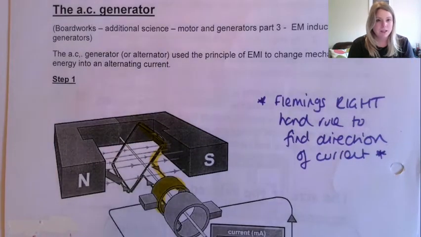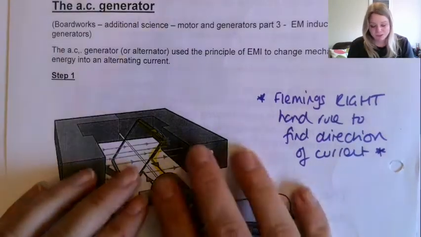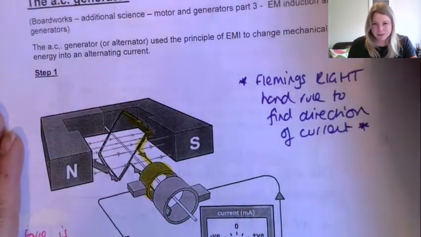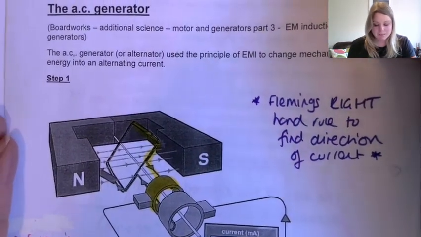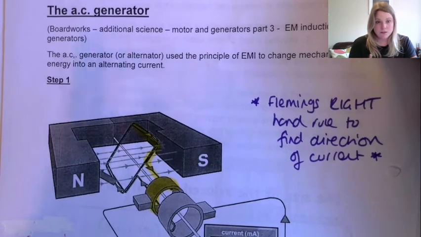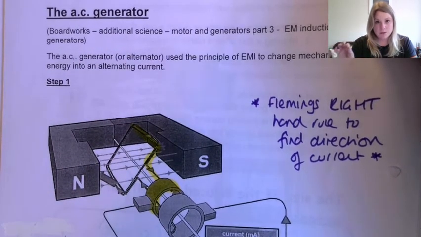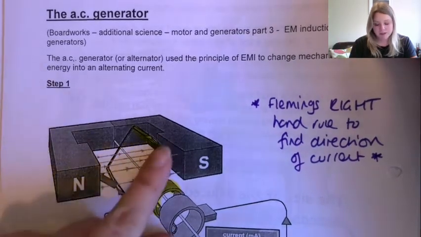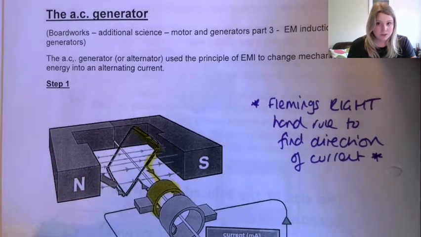And I think sometimes, especially with the, I know you can't watch them, but the wee animations that we show in school, I think sometimes that is a wee bit lost. So I just want to reiterate that. The two things, the motor and the AC generator, are exact opposites of each other. So the motor takes electrical energy, changes it into mechanical energy. This one takes mechanical energy and changes it into electrical energy.